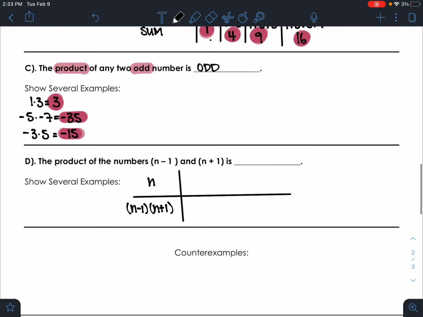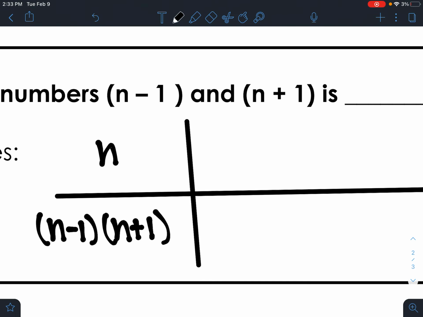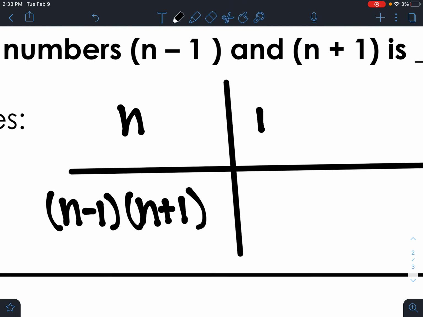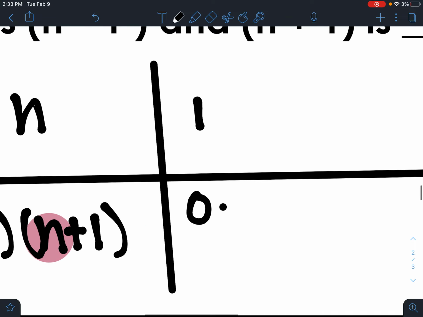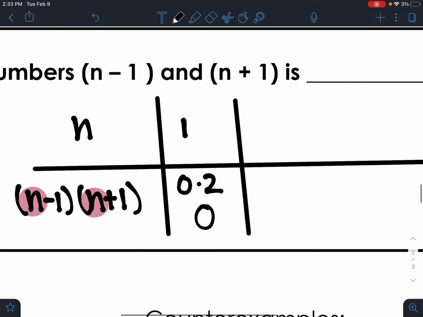Okay, so what we're going to do is pick numbers that we're going to substitute in for that n. So I'm going to take 1 and plug it in here and here, and then multiply them together. So 1 minus 1 is 0, times 1 plus 1, which is 2. Now, if I multiply those together, I actually get 0. So that's not super helpful, okay?